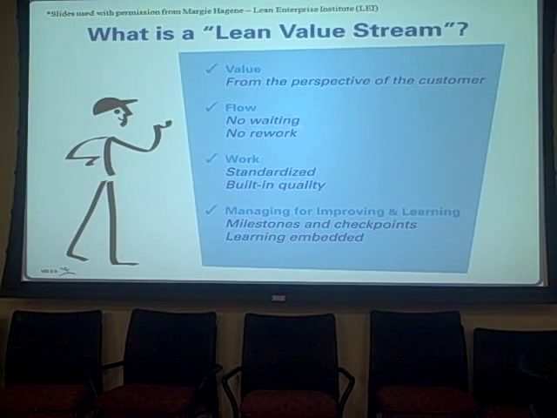So as we move forward, the first thing when we start to think about future state mapping is to really think about what makes up a lean value stream. And we've broken that down really into four categories that we want you to think about as it relates to the transition from your current state to your future state. So the first one of those is value.